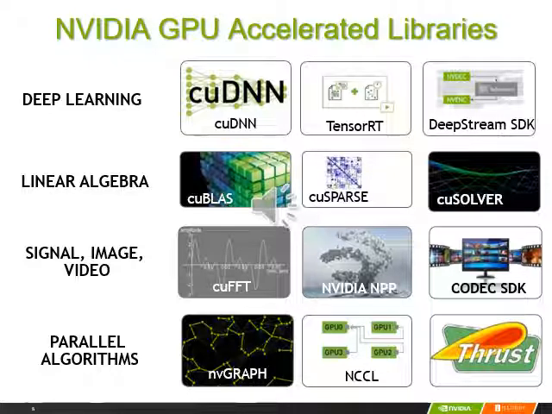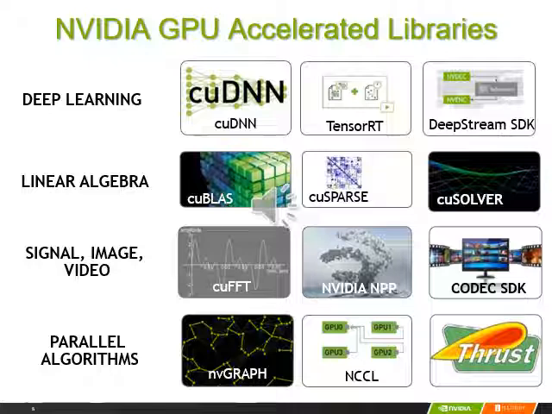The signal, image, and video libraries include various signal processing functionalities. For example, the cuFFT library provides fast Fourier transform implementations with an API that's similar to FFTW. NPP, or NVIDIA Performance Primitives, is a GPU-accelerated library for image and signal processing. And the NVIDIA Codec SDK includes APIs and tools for hardware acceleration for video encoding and decoding applications.